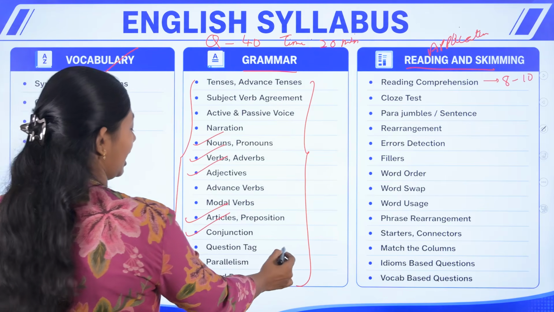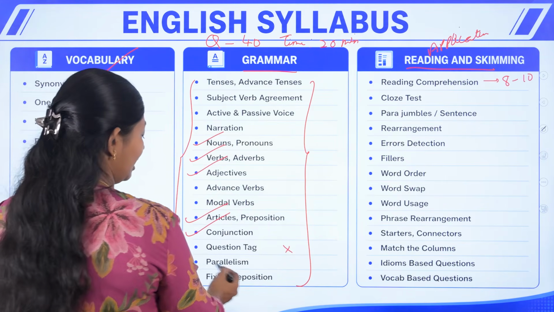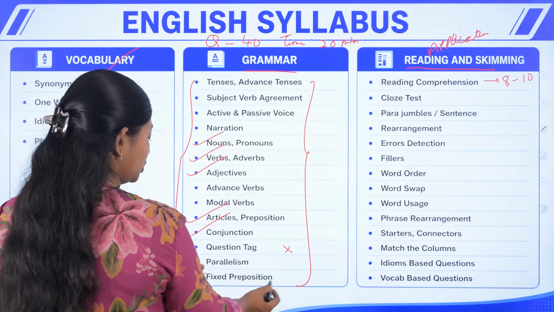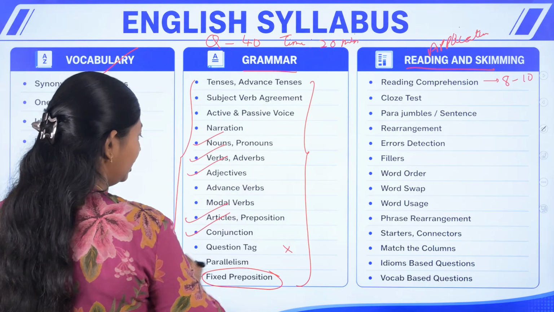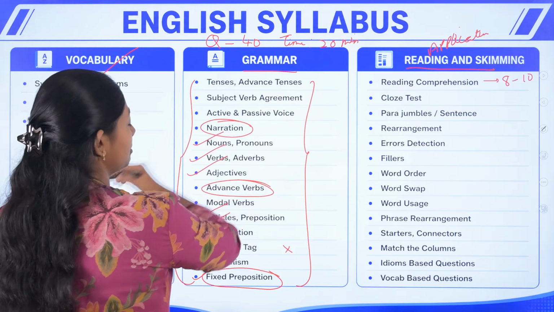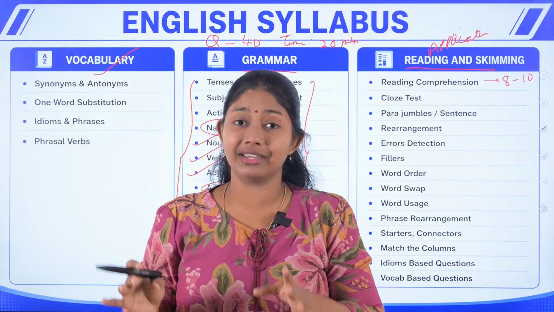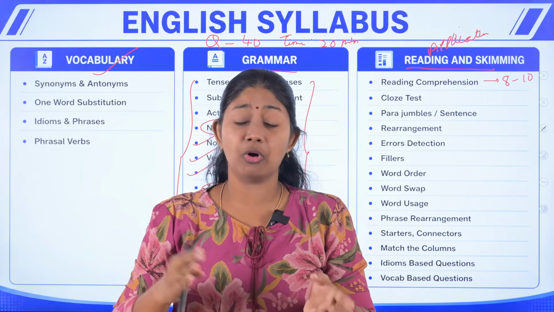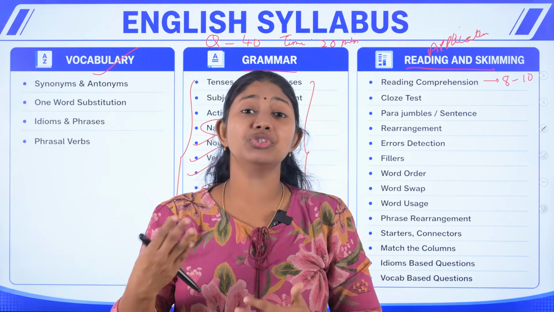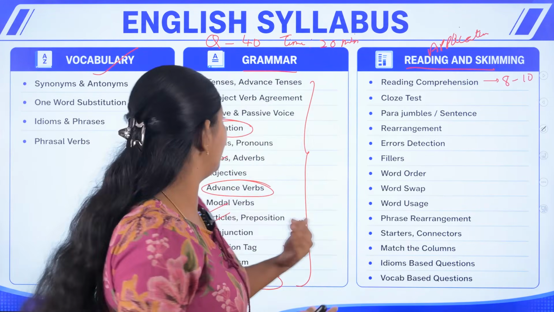Question tag, mostly questions will not be asked from question tag. Then parallelism, that is connection. Then fixed preposition, this comes under the preposition topic. Then you have the verbs, this also comes under verb. Then narration, narration means direct and indirect speech. Even that will not be asked directly for bank exams. Active and passive, all these will be tested in the form of a closed test or fillers, or in this way only they will be asking you.